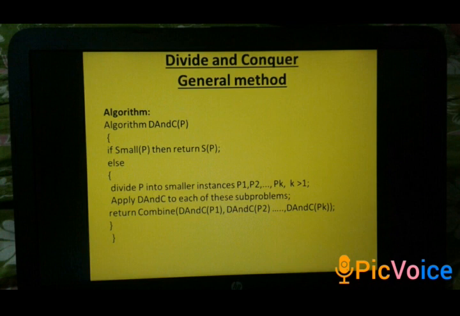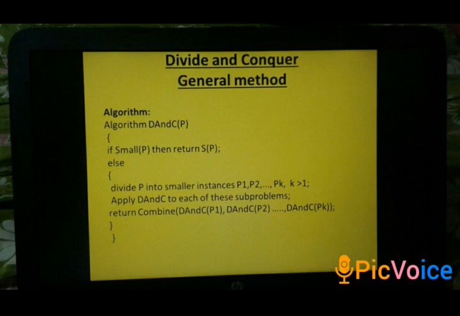So we will see the algorithm for the general method of divide and conquer. Algorithm D and C(P). The algorithm name is D and C, that is divide and conquer. D is for divide and C is for conquer. P is the problem to be solved.